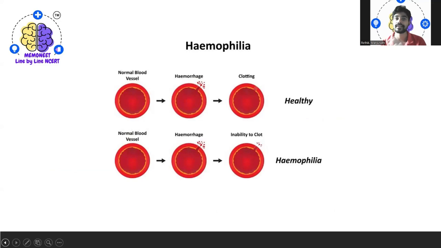Going to the next topic, that is hemophilia. Again, in hemophilia, as in the figure, you can see the normal blood vessels. If there is any damage, it gets clotted. But in hemophilia, what happens is that when there is any bleeding, the blood is unable to clot, so it loses its clotting capacity. Let us see it in depth.